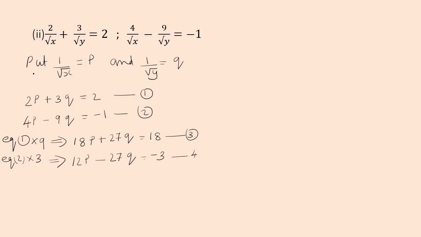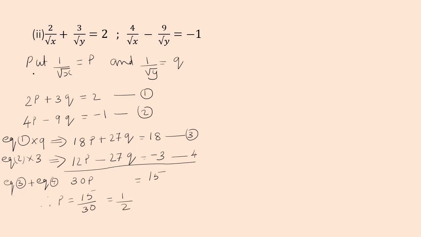Since the coefficients of q are of opposite sign, we have to eliminate q. For that, equation 3 plus equation 4, if you are adding the two equations, you can eliminate q. 18p plus 12p, that is 30p, plus 27q minus 27q, that is 0. 18 plus minus 3, that is 15. Therefore, p equal to 15 upon 30, that is equal to 1 upon 2.